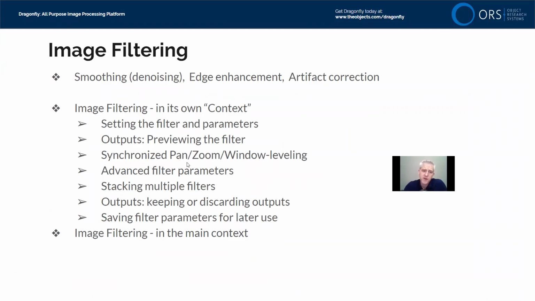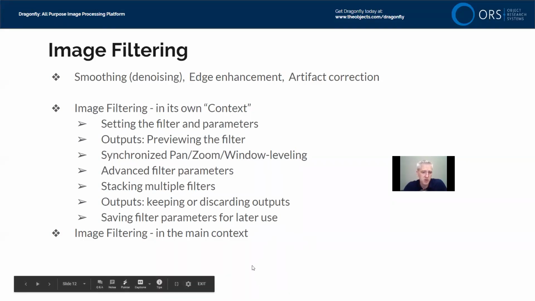You'll see why you get to benefit from a synchronized pan, zoom, and window leveling when you're inspecting the filter. We'll also look at the advanced filter parameters, which is really about changing the output type. Then we'll look at stacking multiple filters, or running multiple filters in a queue in sequence. Then we'll look at how to keep or discard the outputs of image filters. All of this will make sense after we've gone through it once, and then saving filter parameters for later use.